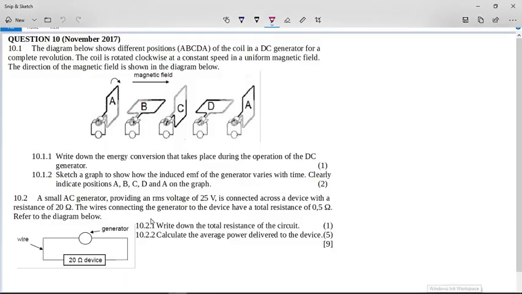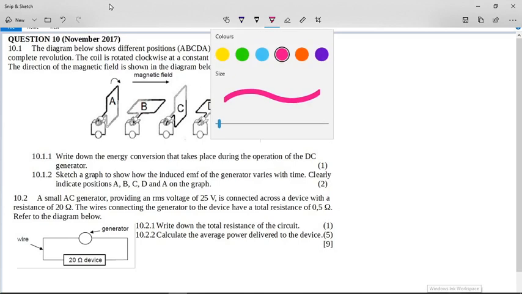Okay, here's a question on electromagnetic induction from November 2017. It's the matric paper. It says the diagram below shows different positions A, B, C, D, A of the coil in a DC generator for a complete revolution. The coil is rotated clockwise at a constant speed in a uniform magnetic field. The direction of the magnetic field is shown in the diagram below.